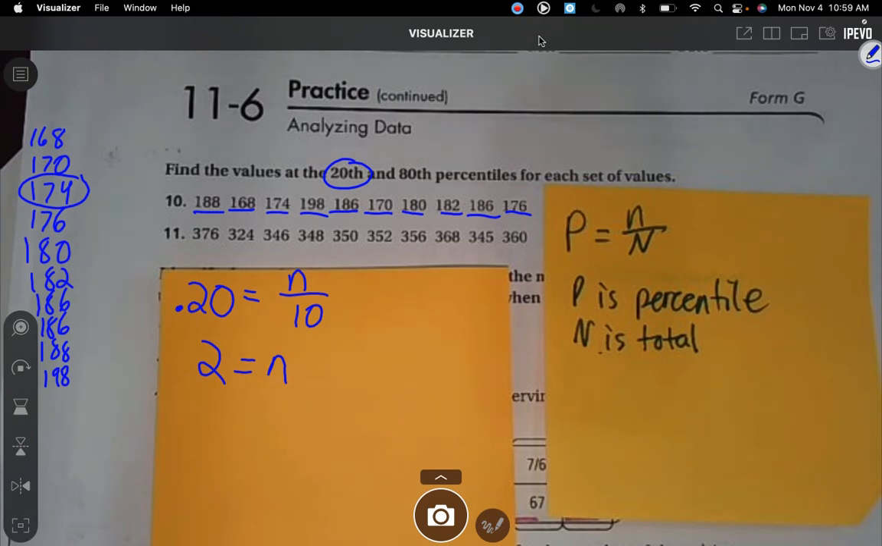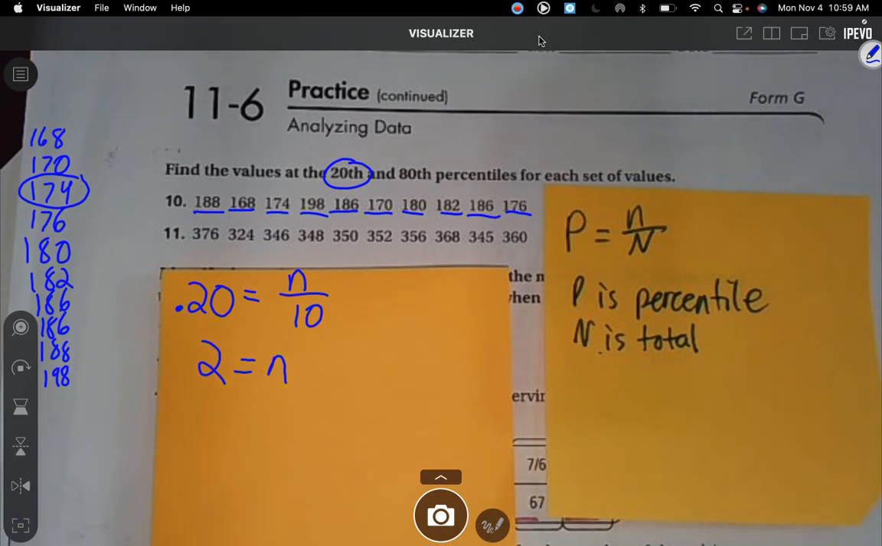Box and whisker plot. Hold on. Is that so many numbers still? Okay, let's see. Let's go to this one. Let's try 11. Oh, no, I'm sorry.